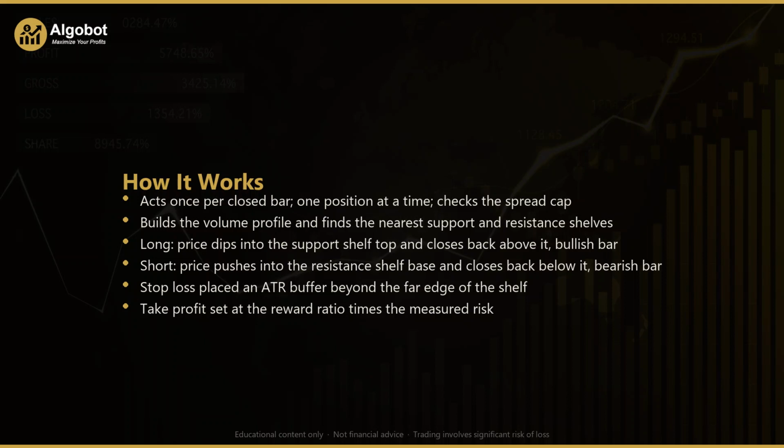Risk management is tied directly to the shelf. For a long, the stop loss is placed an average true range buffer below the far, lower edge of the support shelf, because a clean break all the way through the shelf would invalidate the idea. For a short, the stop sits the same buffer above the resistance shelf. The take profit is then set at the reward ratio, by default 2, multiplied by that measured risk. Position size is a fixed lot value, and only one trade runs at a time.